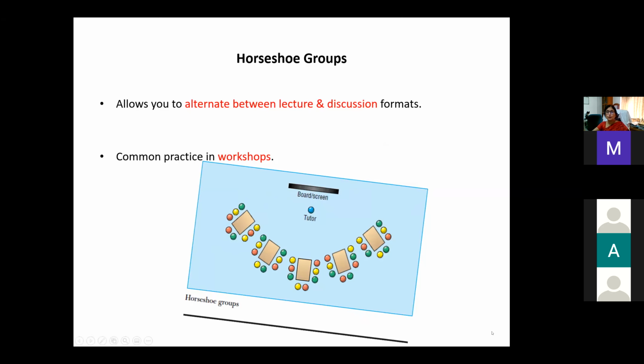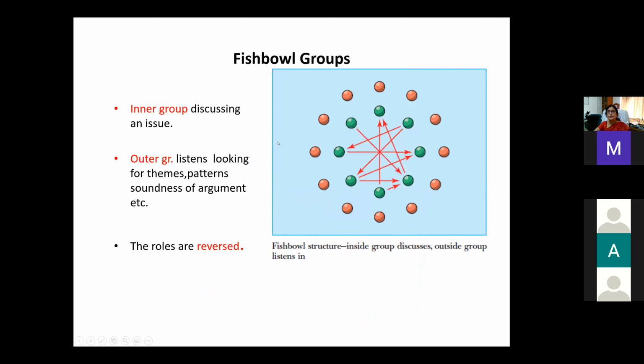Next is horseshoe group. So in most of the workshops, we have this type of arrangement. So here we can alternate between lecture and a discussion format. That means these are small groups also, as well as here there is a screen and the tutor. So this is a session of a lecture also. So this gives feasibility to alternate between lecture and discussion formats, and this is, as I told you, common practice for the workshops.